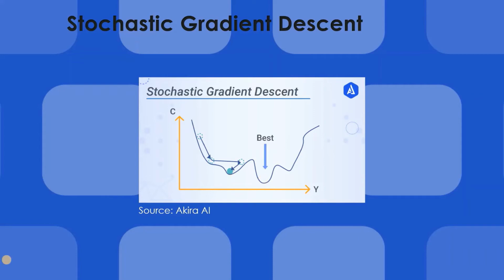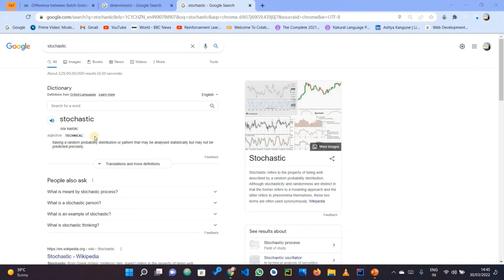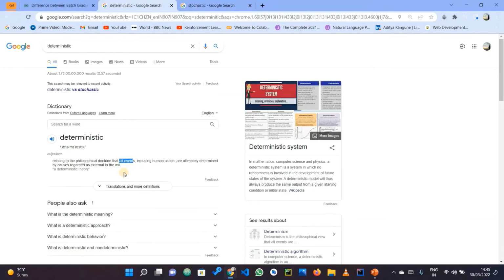For that, we're going to use stochastic gradient descent. For stochastic gradient descent, we don't need a convex function like we did for normal gradient descent. There is also batch gradient descent, which is the normal gradient descent that we talked about before. The normal batch gradient descent uses a deterministic approach. What is deterministic? Deterministic means all the events, so it is using all the events.